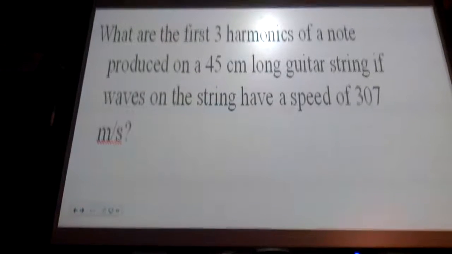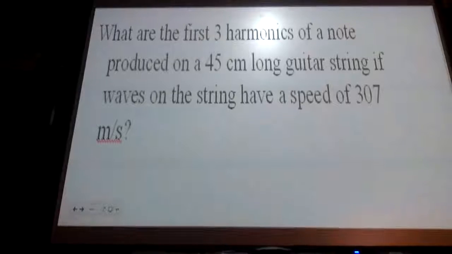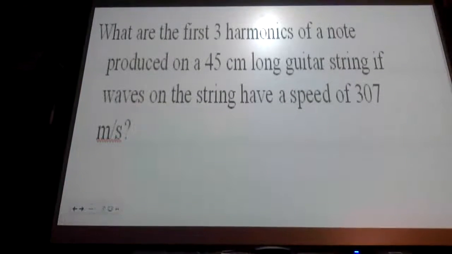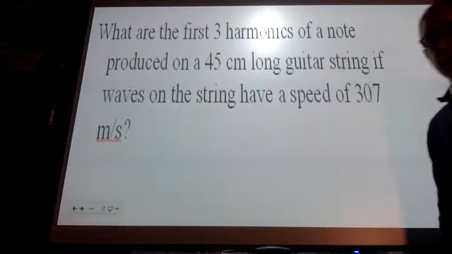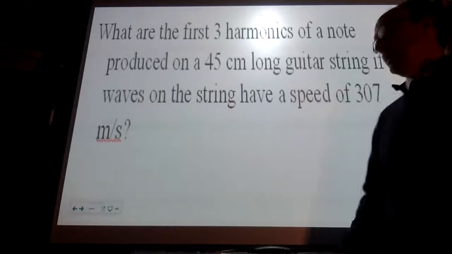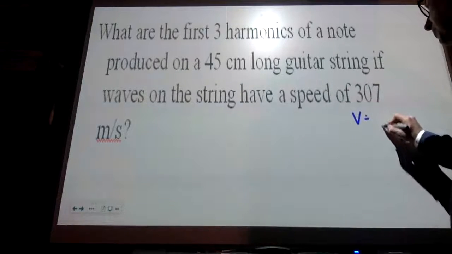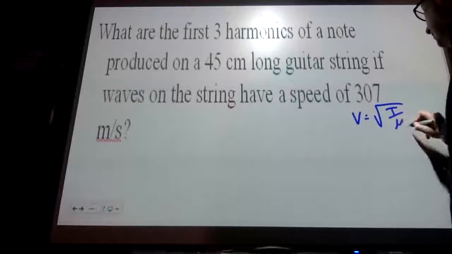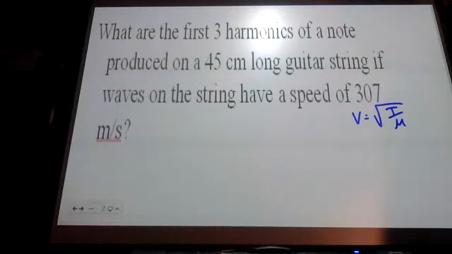So what are the first three harmonics of a note produced on a 45 centimeter long guitar string if the waves on the string have a speed of 307 meters per second? So again, you can adjust how fast the speed is by changing, you can increase the tension. Remember, our velocity is related to the square root of the tension divided by the linear mass density.